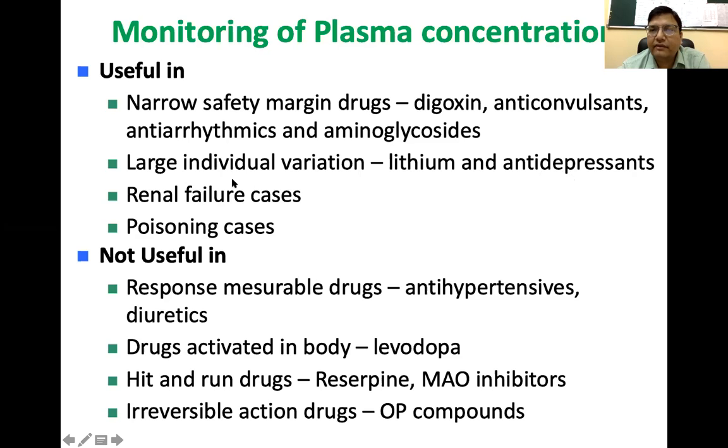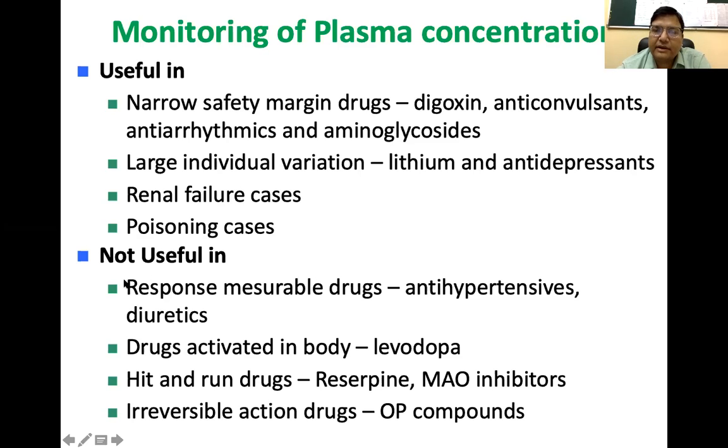If a patient is in renal failure, we can monitor the plasma concentration, and based on that we can reduce the dose of the drug. And in case of poisoning also, we check the plasma concentration so as to know what the level is, how much dose of the antidote we have to give, or how we are going to reduce it.